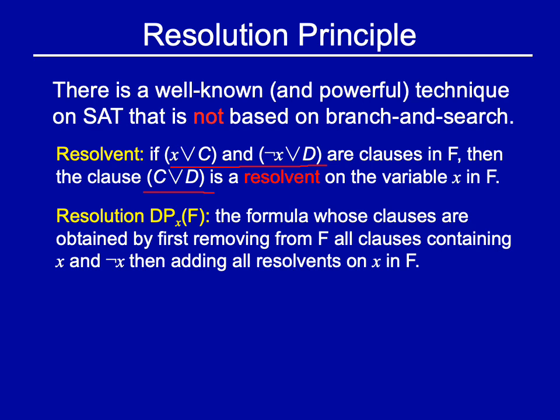Therefore, if you pick any x, you find a pair of clauses, one contains x, the other contains the negation of x. Then you can always make a resolvent. And the resolution of a formula in terms of a particular variable x is a formula where you remove all those clauses that contain either x or the negation of x, but then you add all resolvents on x to this formula.